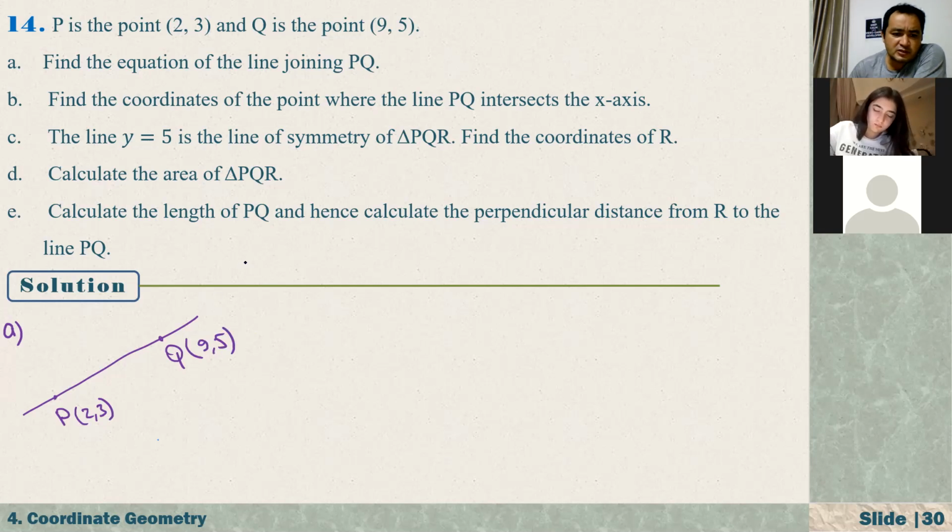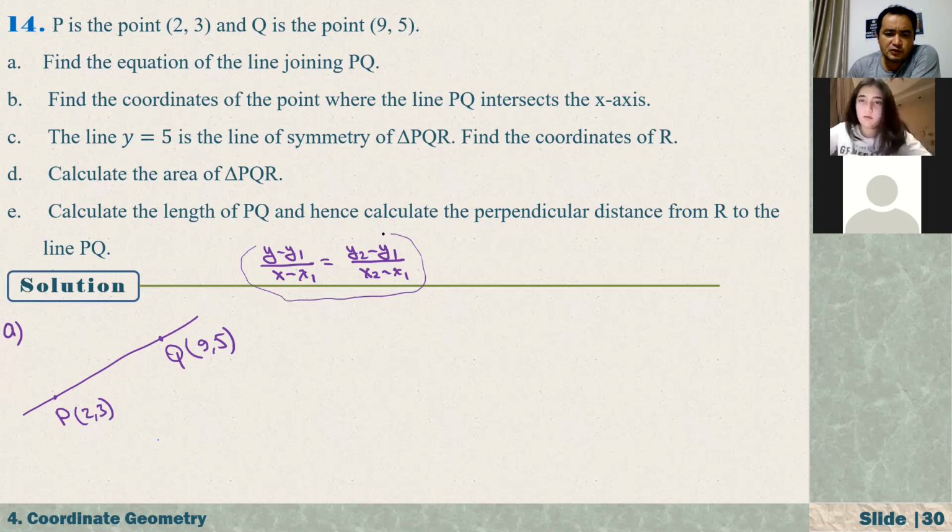To find this equation, as you know, we will use this formula, right? (y minus y1) over (x minus x1) is equal to (y2 minus y1) over (x2 minus x1). We have already obtained this formula, so we should use it now to solve these problems. Every time we don't have to obtain it from the beginning. On the right-hand side, as you see, y2 minus y1 over x2 minus x1 gives us the gradient or slope of the line that's passing through these 2 points.